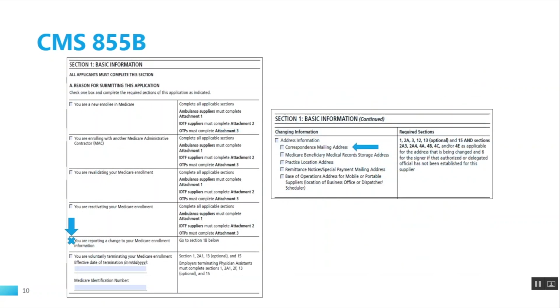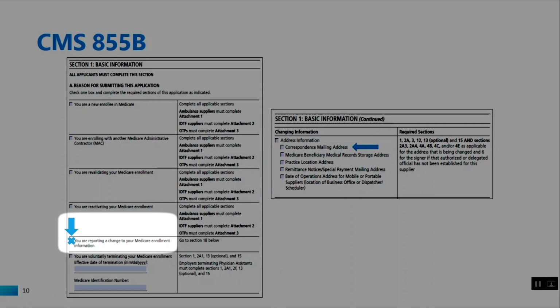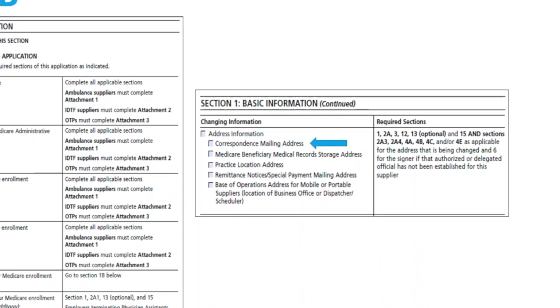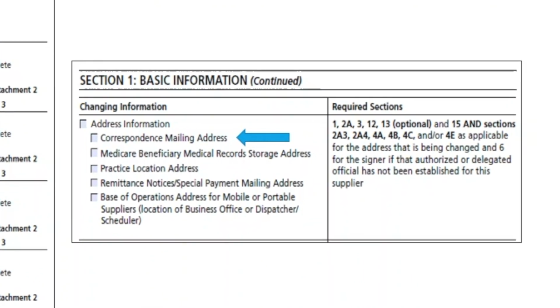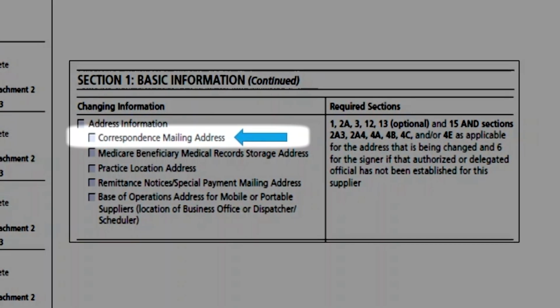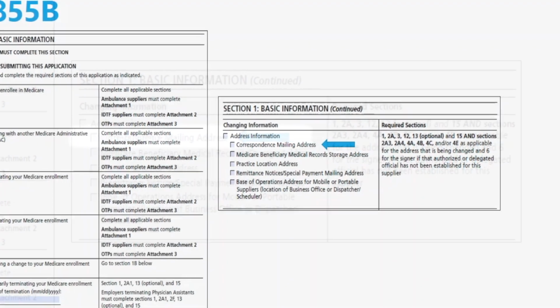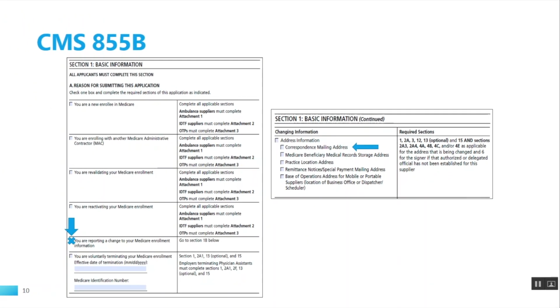If the Part B billing provider is an NPI Type 2 entity, for example, a clinic or group enrollment, the CMS 855B form should be completed to make this same request. Similar to the CMS 855I, indicate you are reporting a change to your Medicare enrollment information. Go to section 1B, select under Address Information the correspondence mailing address and complete the applicable sections.